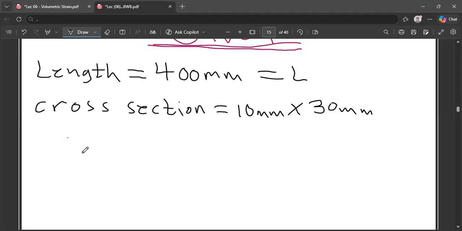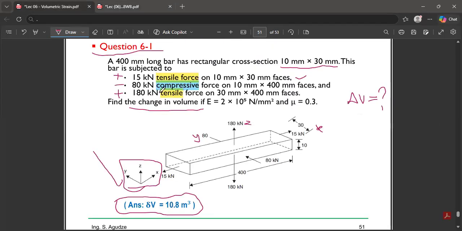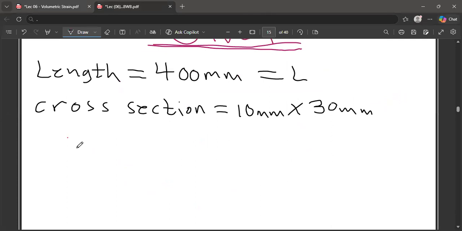So load in x direction. Let's quickly write down the load in x direction. Because if you study the diagram, you see the 10 by 30 millimeter face, where can you locate it? This is the 10, that is the 30 millimeter face. It is as simple as that, and that is the x face. So let's just quickly represent it that way to make life easy for us.